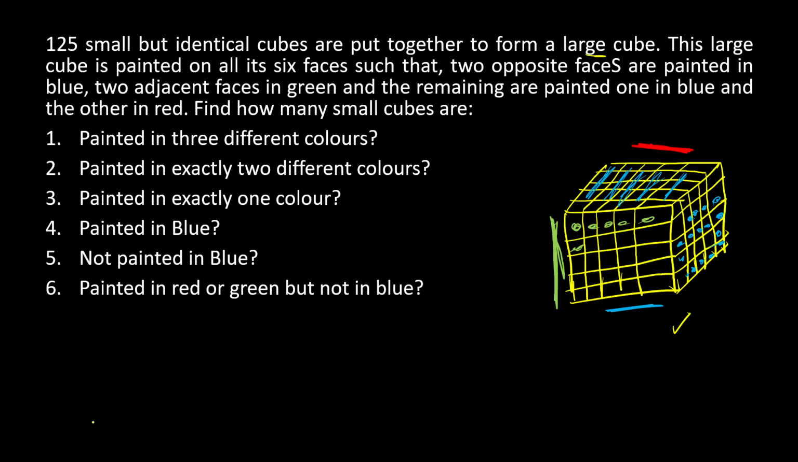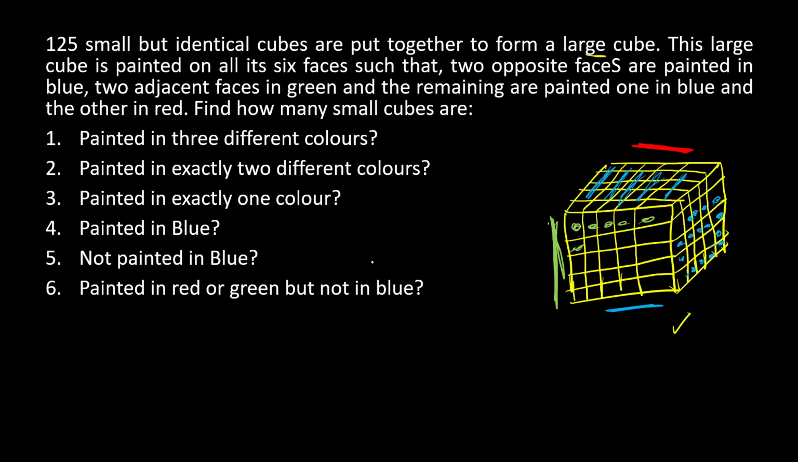Let us understand this again. Let me explain the same thing again. See, 125 cubes are in total. Two opposite faces are painted in blue, this being one of the faces and this being the second one. Two adjacent faces are painted in green: the face that you are facing and this one, these two are painted in green. And the remaining are painted, one in blue, the other in red. Let this face be painted in blue and the face which is behind, which is hidden, is painted in red. This is our assumption now.